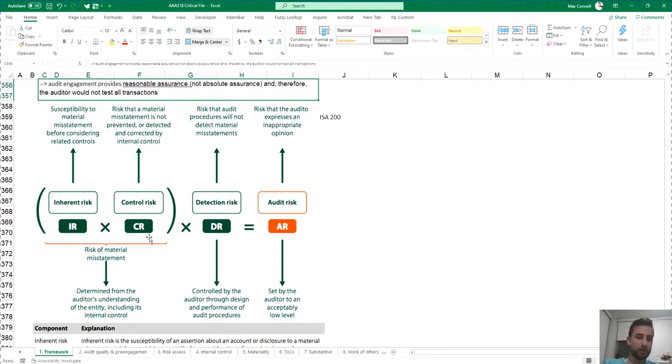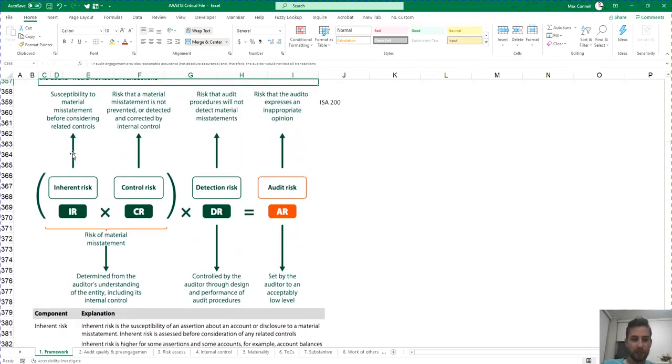Okay, so these are the types of audit risk. This is actually the formula for calculating audit risk, but it's just a way of illustrating what it's comprised of. Number one is inherent risk. That's basically the susceptibility to material misstatement before considering related controls. So before you take controls into account, is there a risk that the financial statements are just materially wrong? And number two is the risk that a material misstatement is not prevented or detected and corrected by internal control. So it's basically control risk and non-control risk.